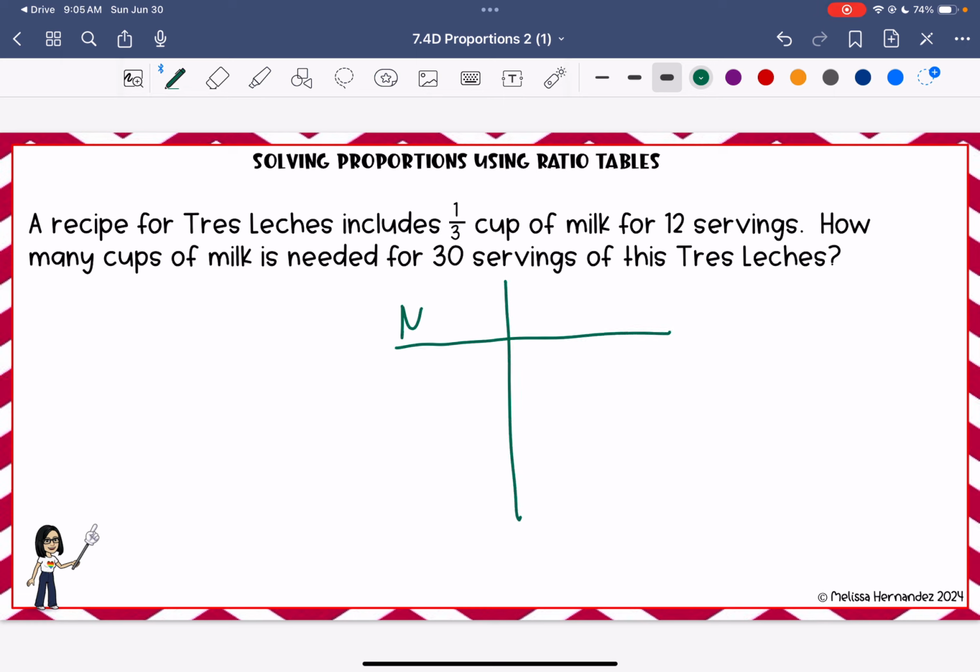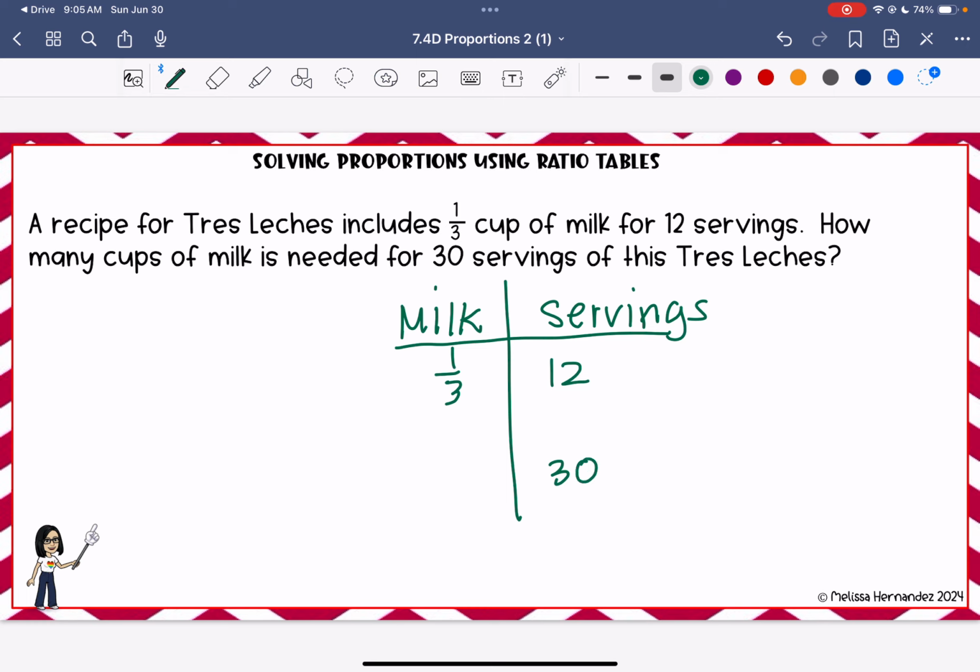I'm going to put milk on the left side because the more milk I have, the more servings. So we're going to say my milk is my independent, and then my servings is my dependent. Okay, so it's 1/3 cup of milk, and that gives me 12, but I'm trying to get to 30.